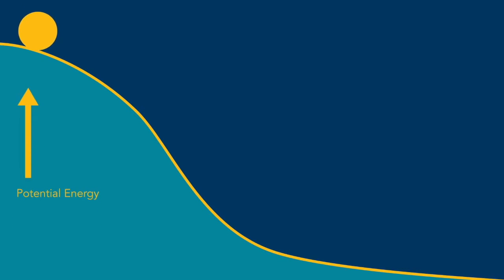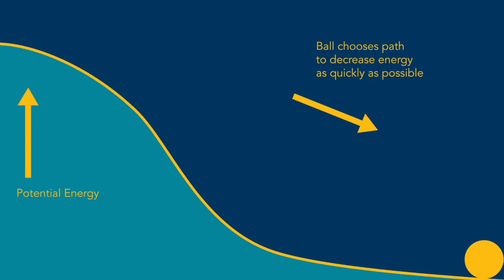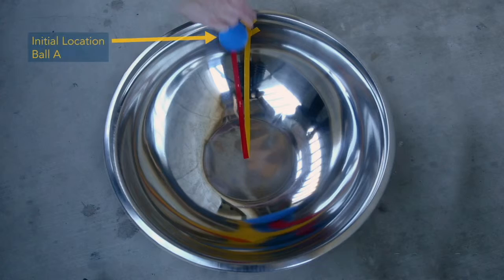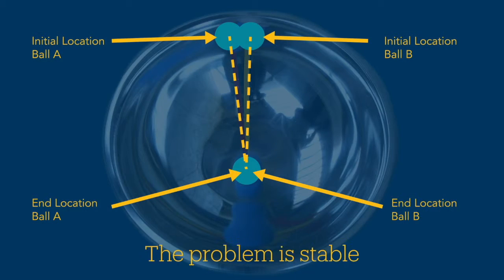My research group determines when these types of models are reliable by using the principle of energy dissipation. For example, consider a ball rolling down a hill. The height of the hill represents the potential energy of the ball, and the ball chooses its path in order to decrease this energy as quickly as possible. If the hill is convex or bowl-shaped, a small change in the initial location of the ball doesn't change its motion much. The problem is stable.